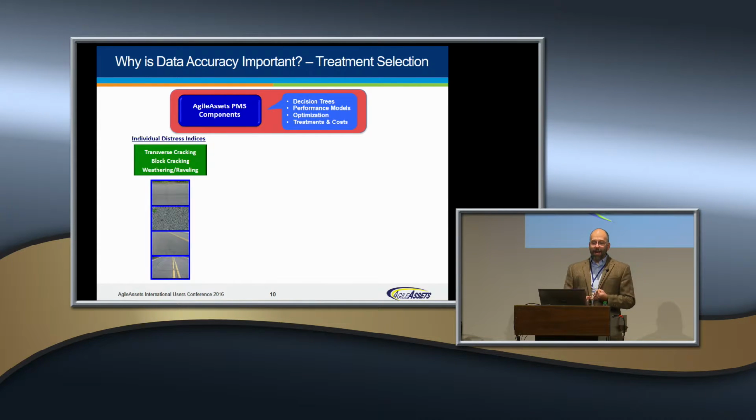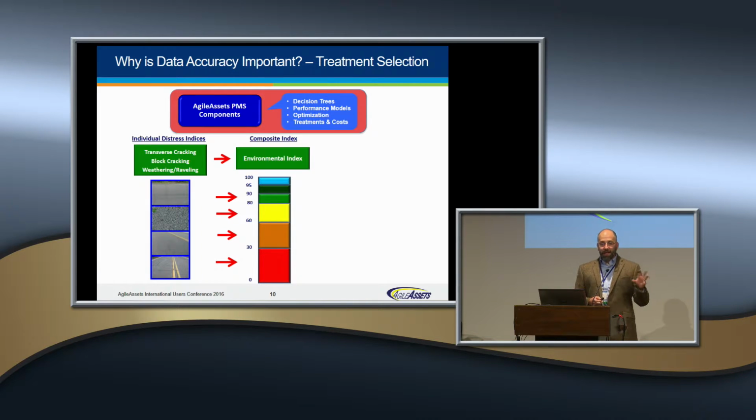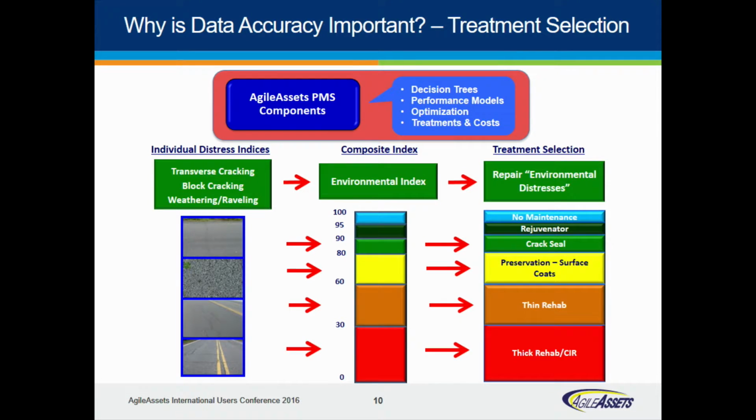The process starts, though, way back when you're out there collecting this information on the road. You're going to be getting different types of cracking, different distresses, whether it be alligator cracking, transverse cracking, block cracking, weathering, raveling, whatever the case may be. All of these distresses are feeding into calculating a score associated with those distresses and are rolling up to triggering the most appropriate treatment to address those distresses.